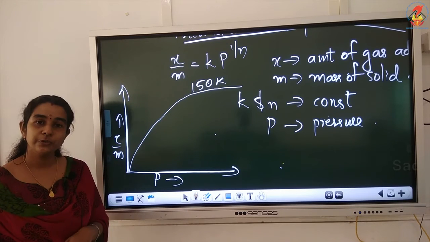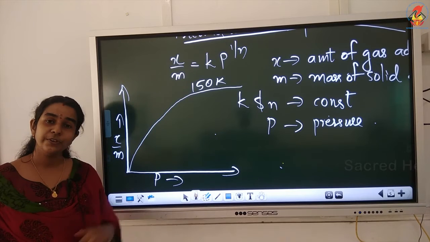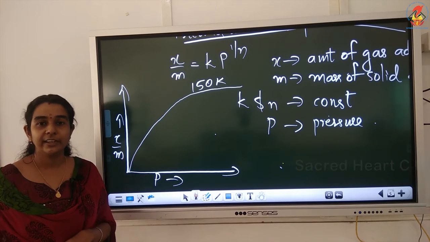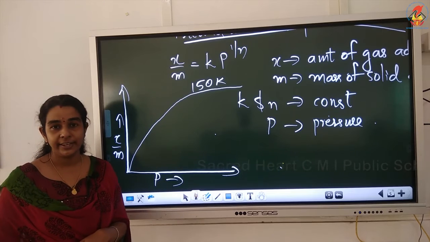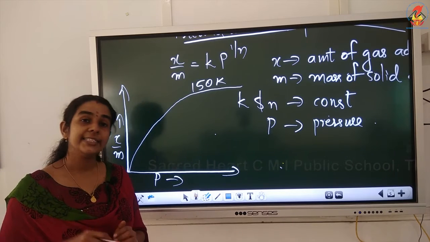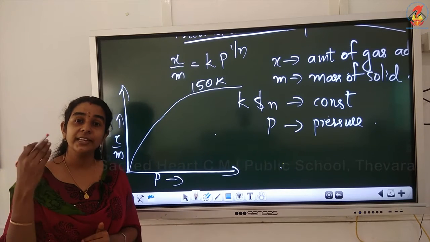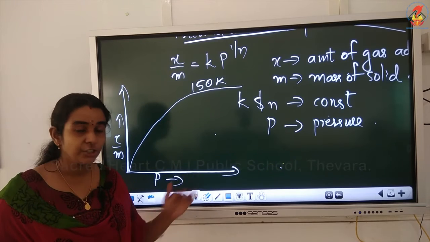Where will be the position of the graph? Will it be above the 150 Kelvin line or below the 150 Kelvin line? Yes, it will be below 150 Kelvin. The reason is that as we increase temperature, these are gaseous molecules.